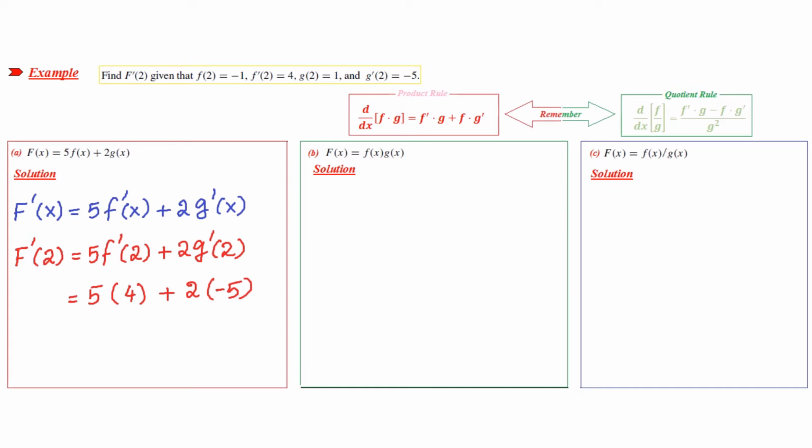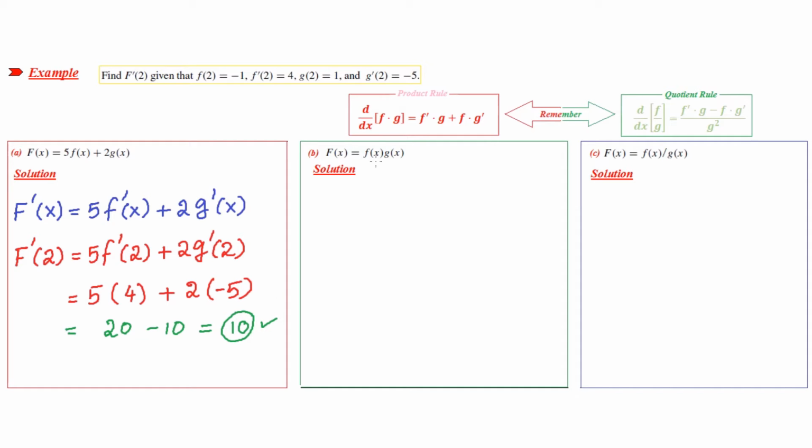Now you have to simplify to find the final answer. 5 times 4, 20. 2 times -5 equals -10. The final answer is 10.